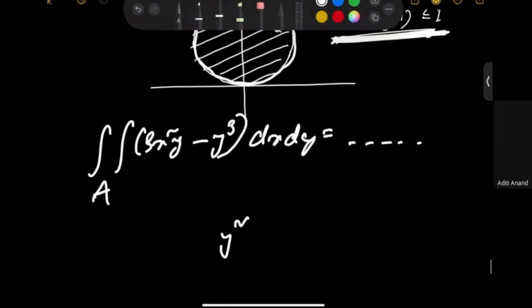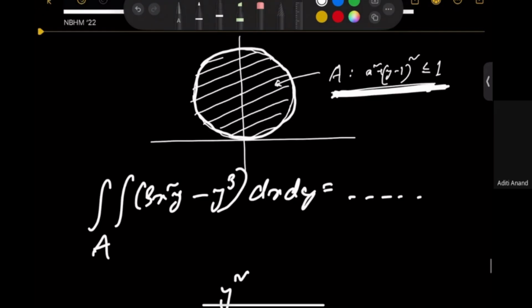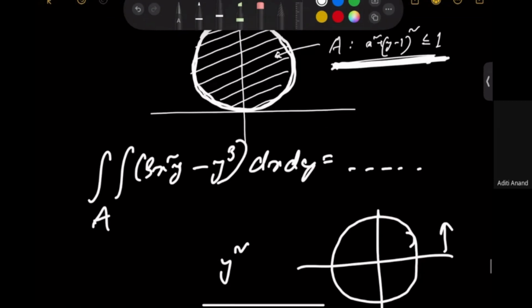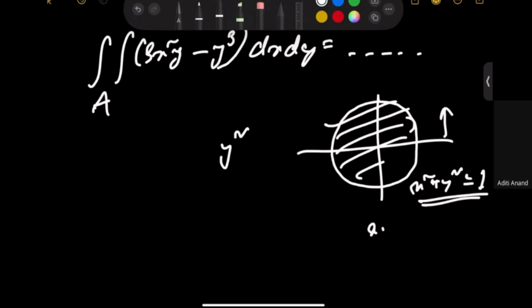Before this, recall how you did it. This is our A, right? It is like a shift. You get this by translating our original unit disk vertically upward. When it was the unit disk, x squared plus y squared was equal to 1, or less than or equal to 1. How did we substitute it? It was x equal to r cos theta, y equal to r sin theta, right?